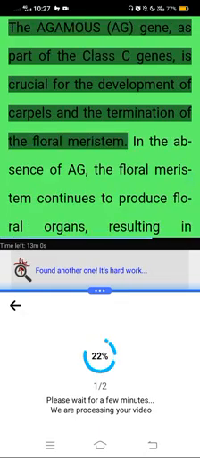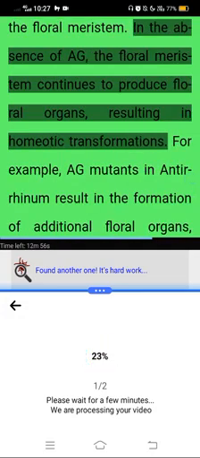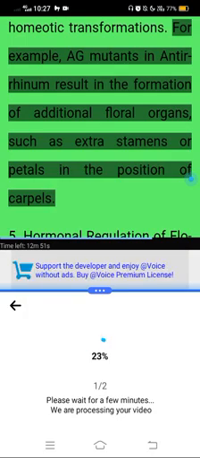The AGAMOUS, AG, gene, as part of the class C genes, is crucial for the development of carpels and the termination of the floral meristem. In the absence of AG, the floral meristem continues to produce floral organs, resulting in homeotic transformations. For example, AG mutants in Antirrhinum result in the formation of additional floral organs, such as extra stamens or petals in the position of carpels.